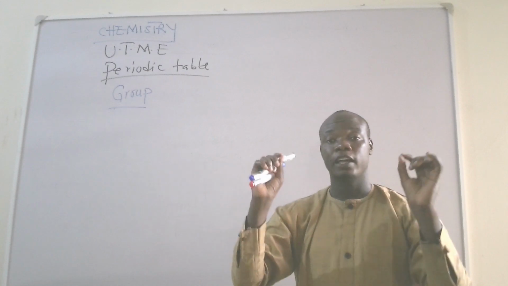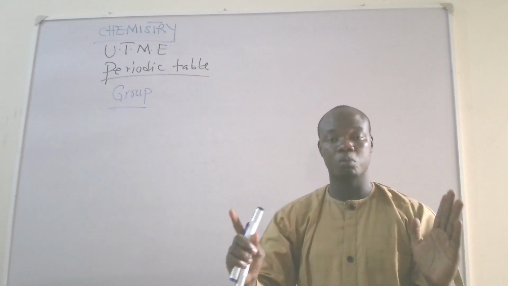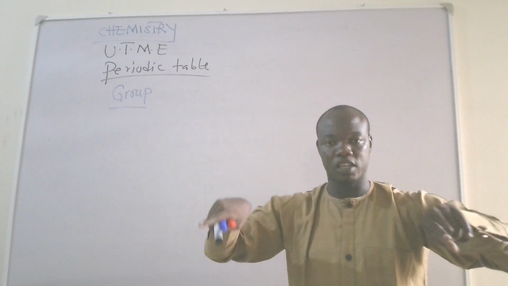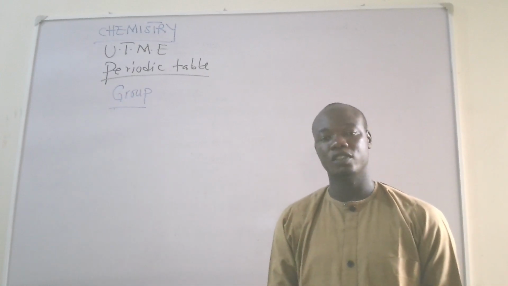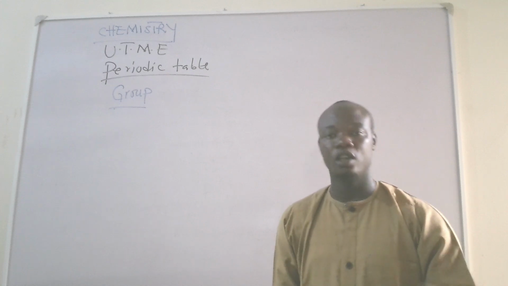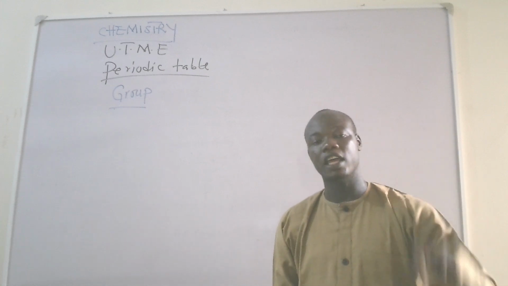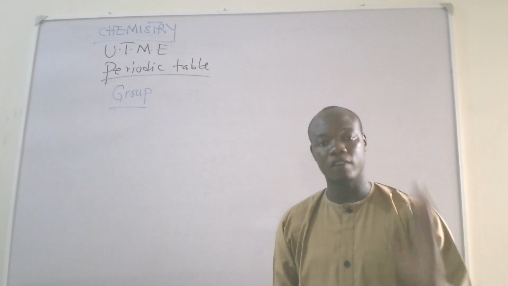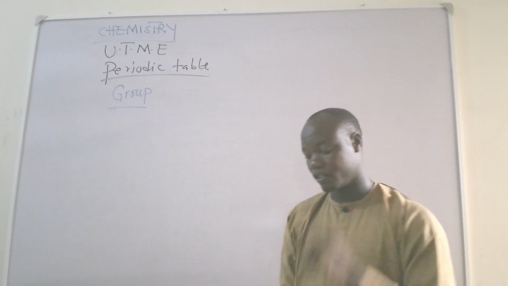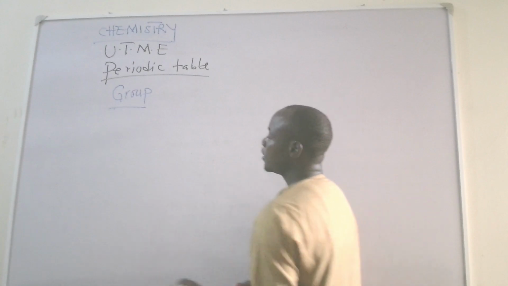Elements in the same group have the same number of valence electrons. When we say valence electrons, we mean the total number of electrons found on the outermost shell. So if you see elements in the same group, it means they have the same number of valence electrons. Like for example, now let's look at this.